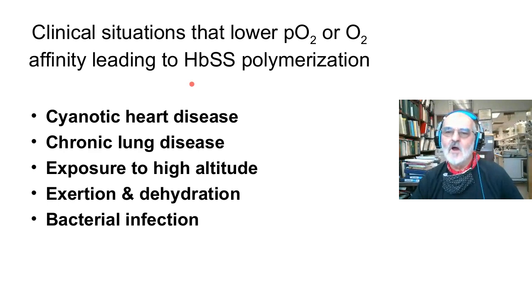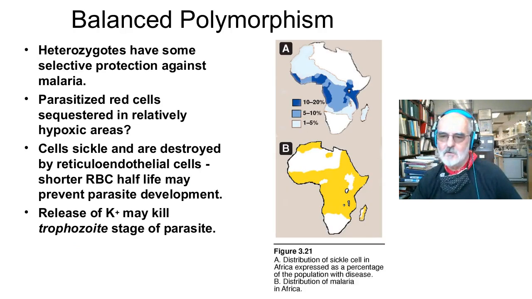There are other things that can compound this. So heart disease, chronic lung disease, which means low oxygen, exposure to high altitude, exertion and dehydration, bacterial infection. In the case next week, some of these features come up as part of the discussion.